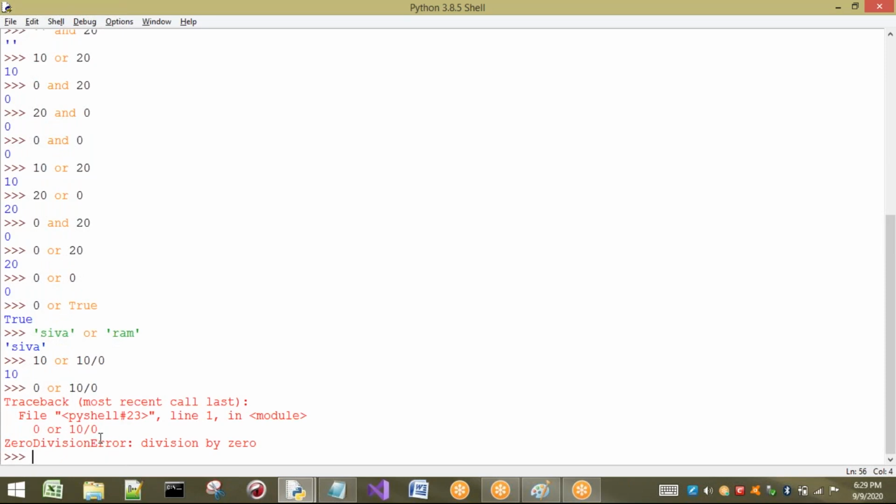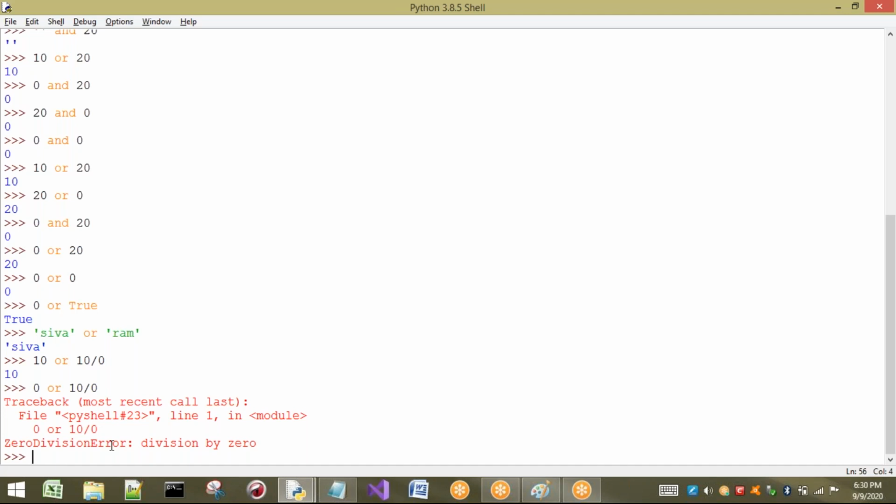So once again, I am repeating here. If X evaluates to true, then automatically it returns X. No problem here; it will not go to Y. But if X evaluates to false, then it has to print Y, and when it prints Y, this value will be evaluated. If it evaluates 10 by 0, automatically we are going to get a division by 0 error, or zero division error. Now this is about different examples on and or operation.